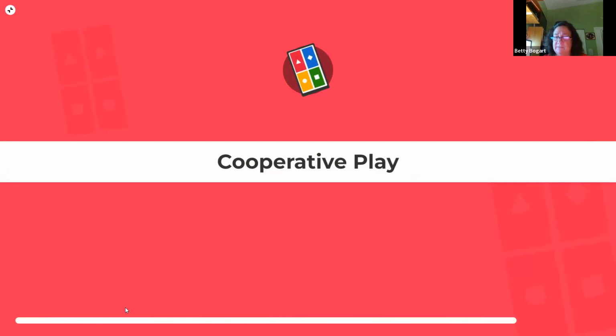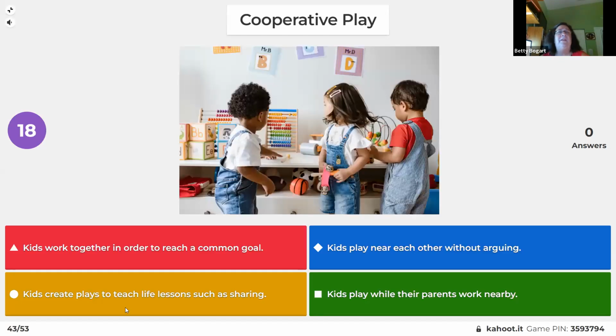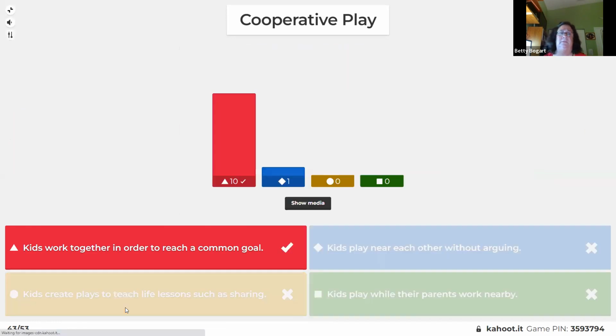Cooperative play. What does cooperative play mean? As I said, on the exam you're going to see things about play. I threw one on here too, just to open the mind to it. Associative play, parallel play, solitary play, cooperative play.